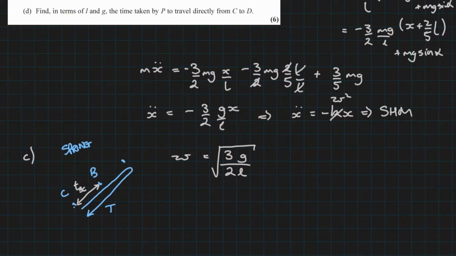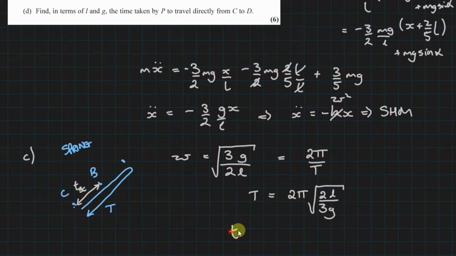So to be able to calculate our period, omega is 2 pi over the period, capital T. Rearrange, and I get T equals 2 pi square root of 2l over 3g. And now we want a quarter of that. So T_BC is 1/4 of the T, which gives me pi over 2 times the square root of 2l over 3g.